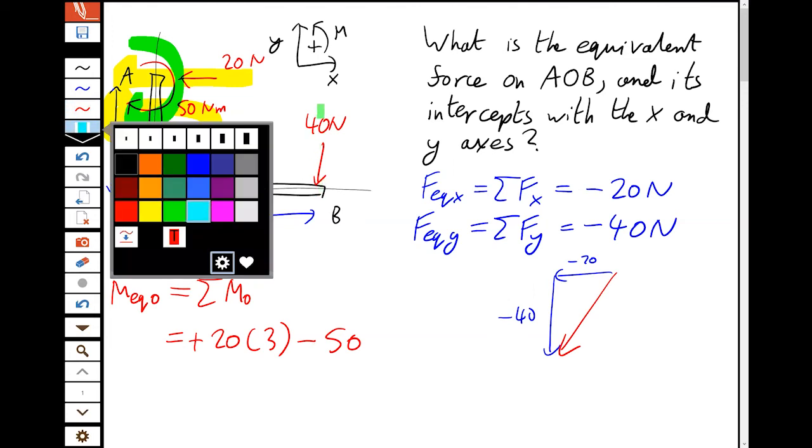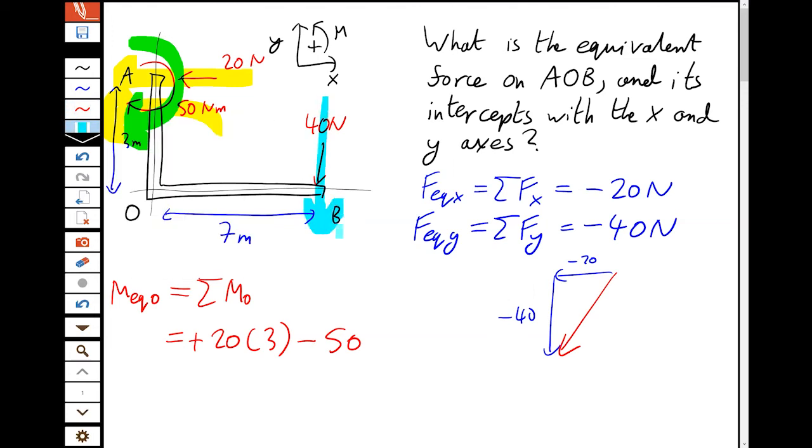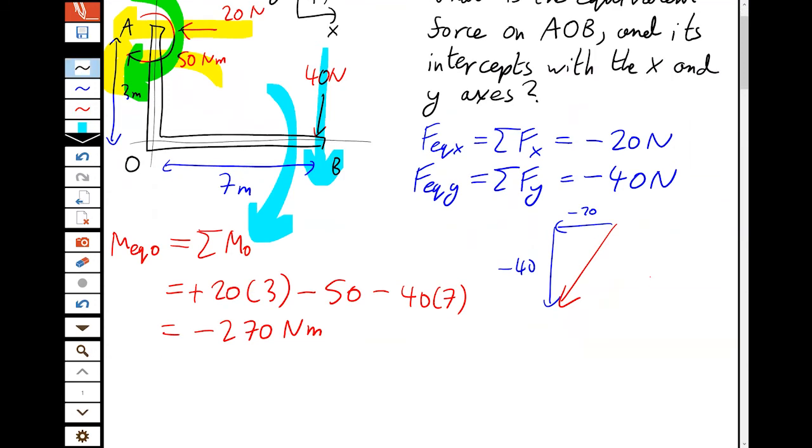Then we have 40 newtons, a perpendicular distance of 7, and we see that would rotate things clockwise around O, which is negative. So we add all those up, we have minus 270 newton meters around the pivot origin. If we were asked for the equivalent force and moment at the origin, that's all we'd have to do. But we're asked for the x and y intercepts. So we do the final step.